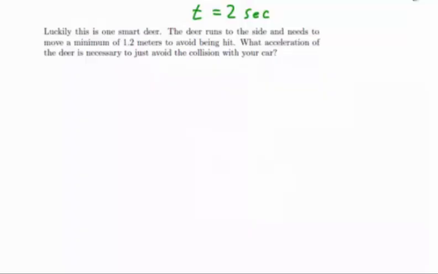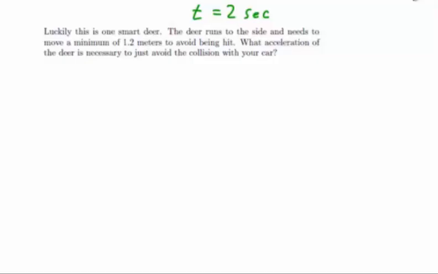Last part of the problem. Luckily, this is one smart deer. The deer runs to the side and needs to move a minimum of 1.2 meters to avoid being hit. What acceleration of the deer is necessary to just avoid the collision with your car? This falls into the category of problems known as definition of success. We need to take the information given in the problem and specify a specific condition that the deer's motion should follow. And once specified, that will lead us to an equation, a solution, and we're done.